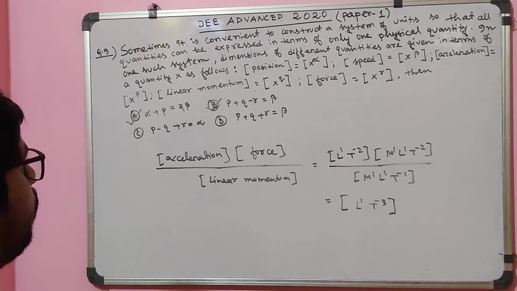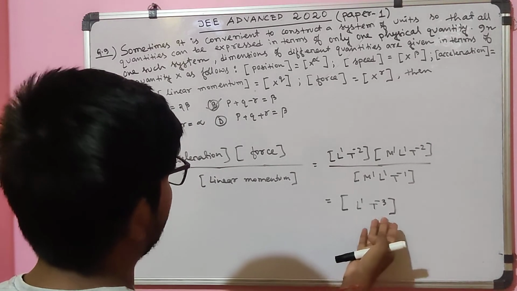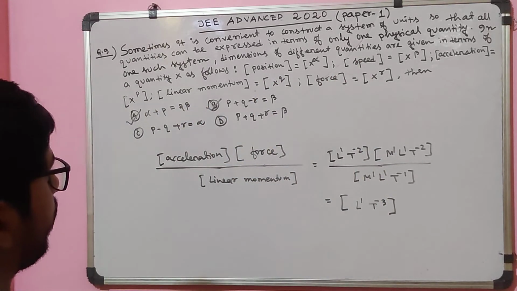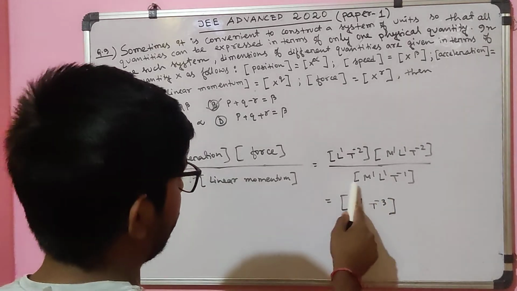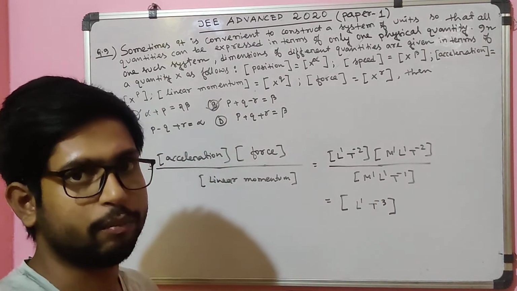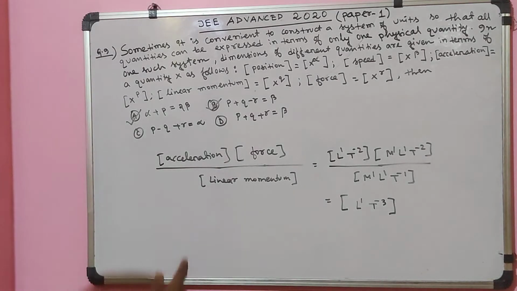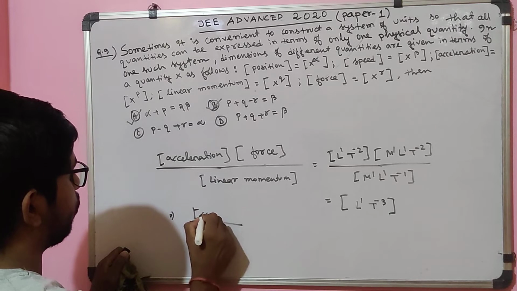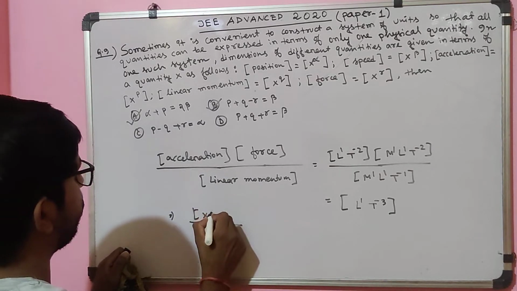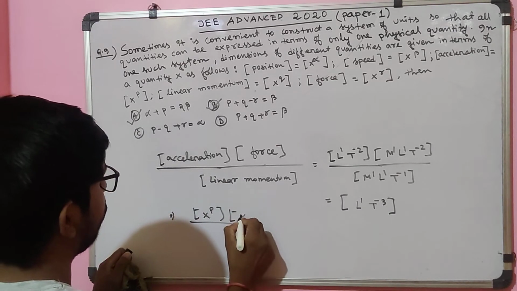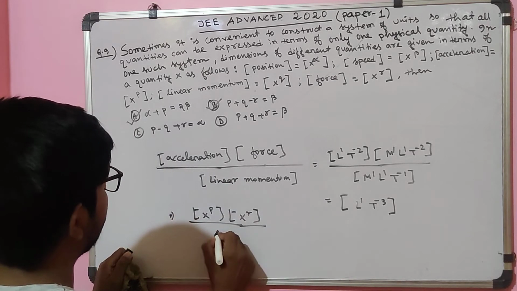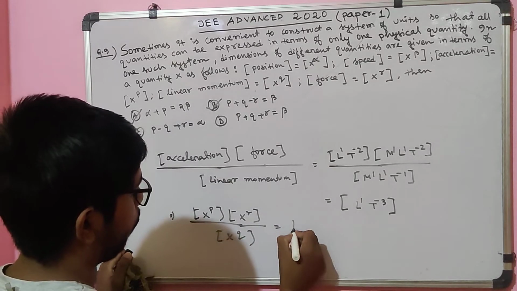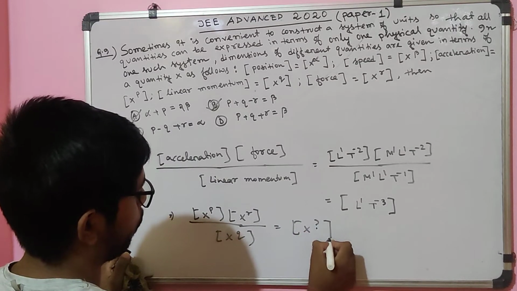By the way, length per time cube is not position, not speed, not linear momentum, and not force. So I cannot express this particular dimension as x to the power something. Acceleration is x to the power p, force is x to the power r, and linear momentum is x to the power q, and I don't know what x to the power this quantity is.